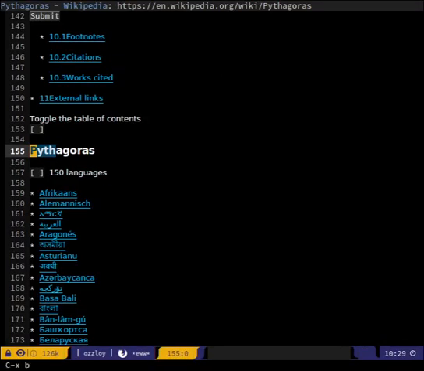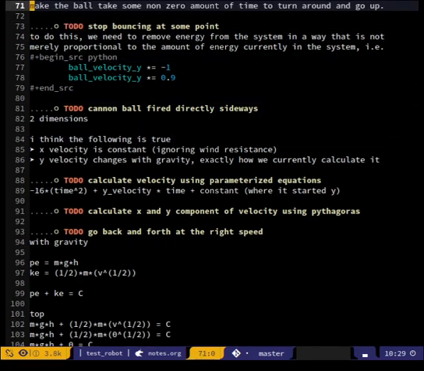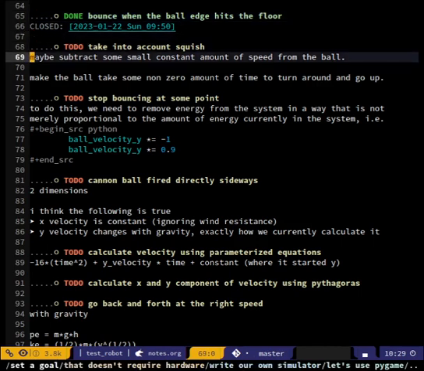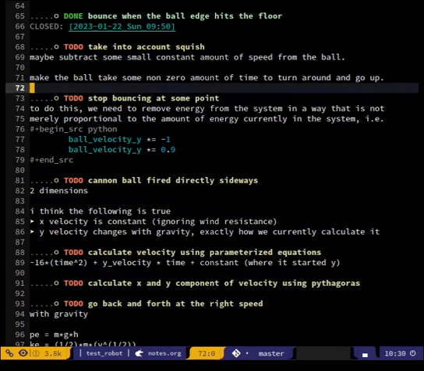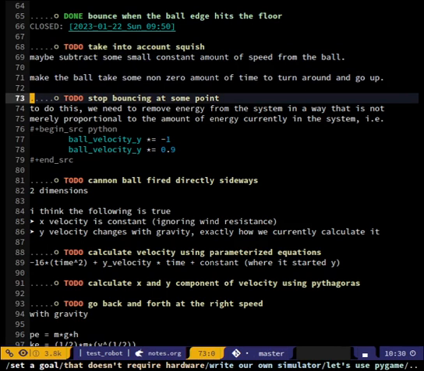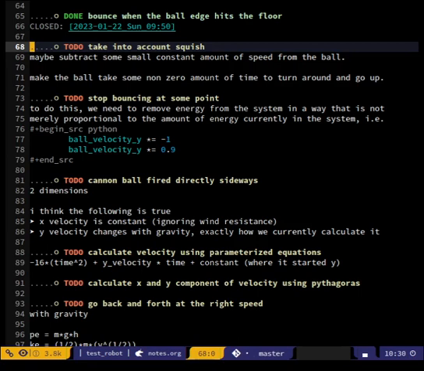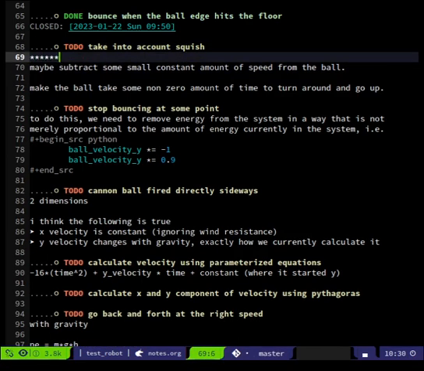So, do you have anything you want to add or modify about the to-do lists? No, it looks good to me. Is there one of these that you wanted to do first? Why don't we finish this first one, the squish, and then we'll go on from there.